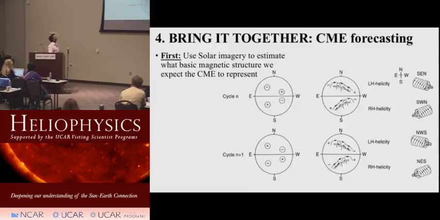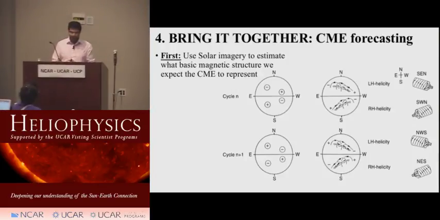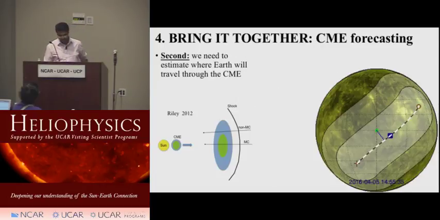So you have an idea of what its 1D structure is. So first, what you're going to do is you look at that solar imagery. You get a rough estimate of what its magnetic structure should be, depending on some underlying physics, its solar dynamo, or whatever its leading edge polarity should be.